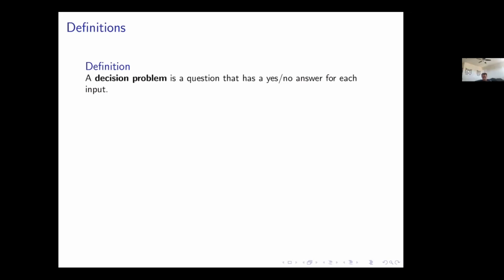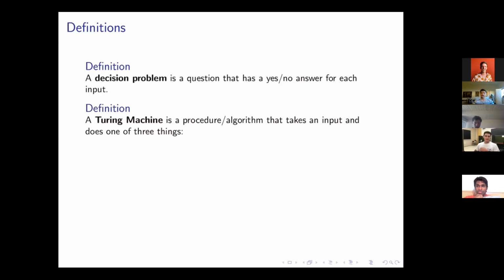And the reason we care about decision problems is Turing machines are procedures or algorithms, whatever you think of as a program, that take in an input and do one of three things. It's either going to output yes, output no, or loop forever. If it outputs yes, we say it accepts the input, and if it outputs no, we say it rejects the input. This is why we care about decision problems, because these Turing machines formally only ever output yes or no.